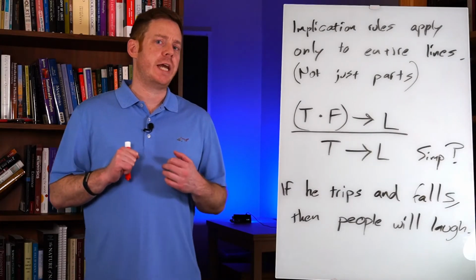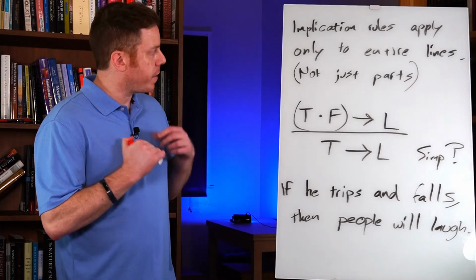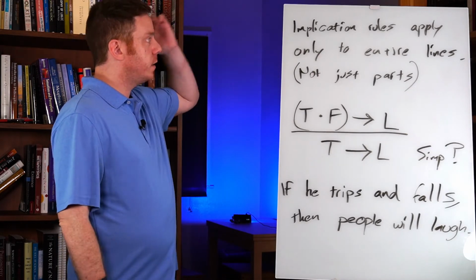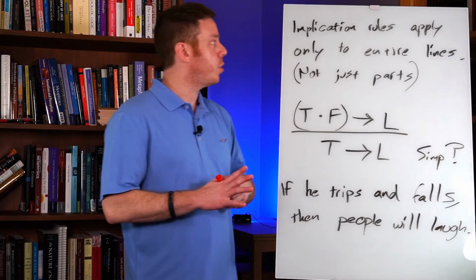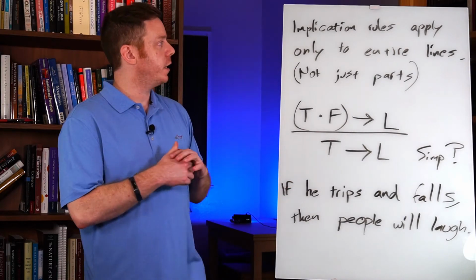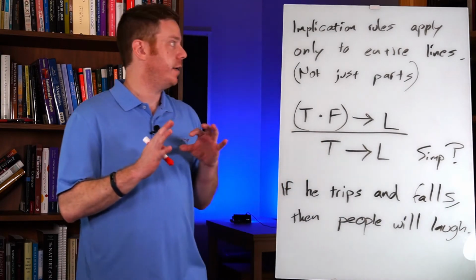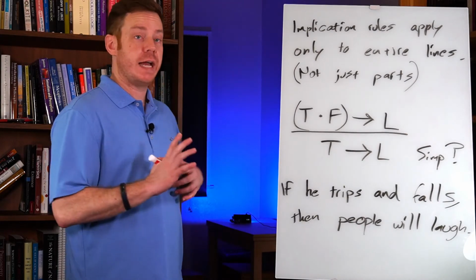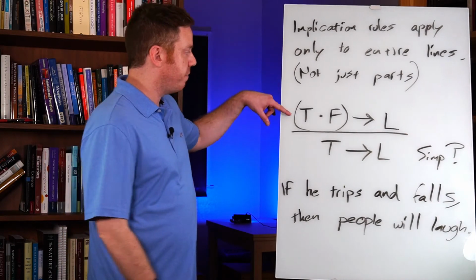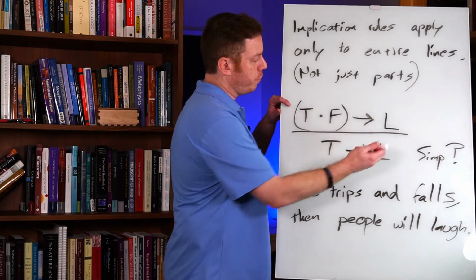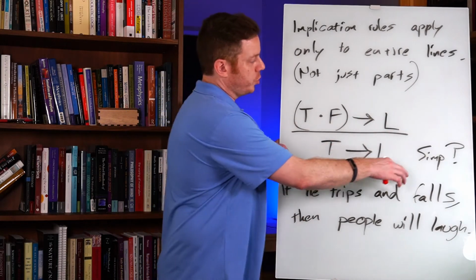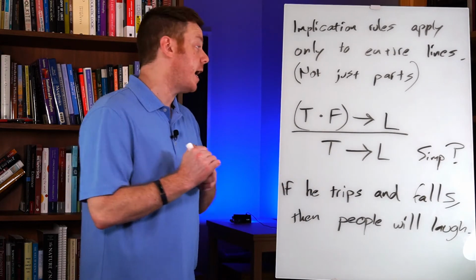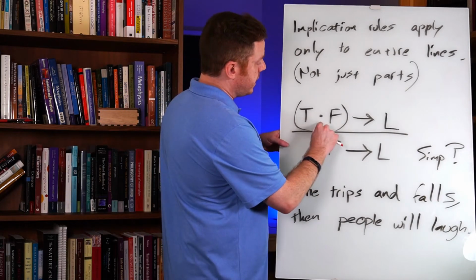Let me now point out a couple important things about using implication rules in proofs. The first is that these implication rules, they apply only to an entire line of a proof. You can't just apply them to part of a line. So for example, if we have this line in a proof, can we apply the rule simplification and get this line? No, we cannot, right? This is T and F.